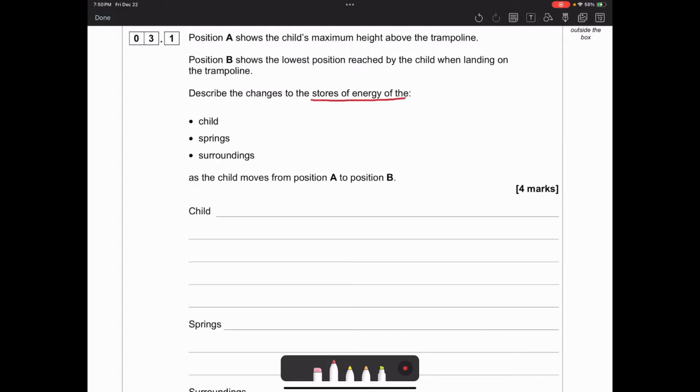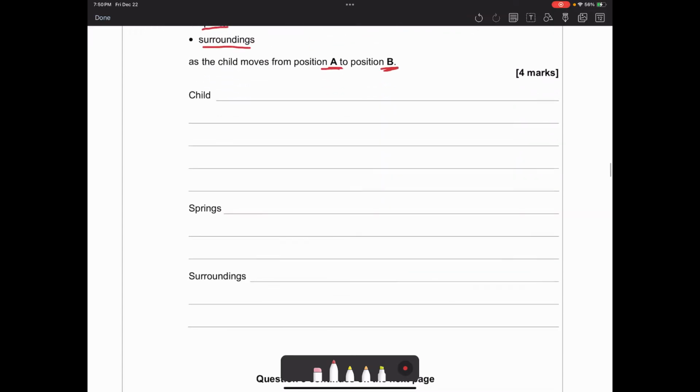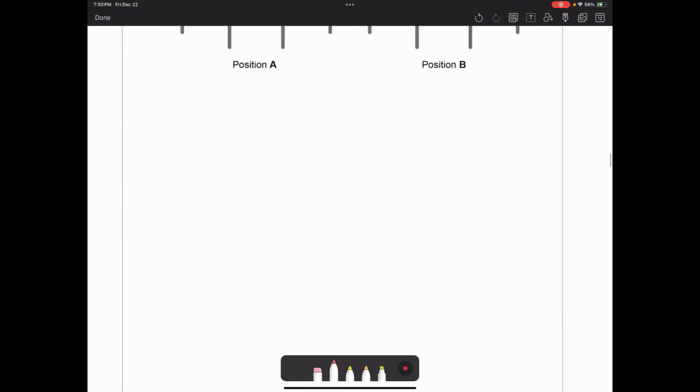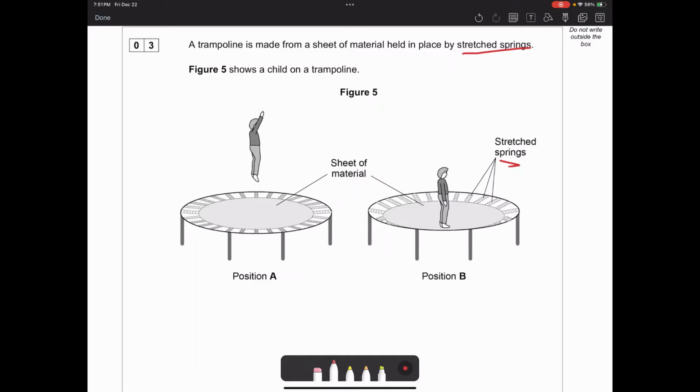Describe the changes of the energy stores of the child, the springs, and the surroundings as the child moves from A to B. You see you've got 4 marks here, but they've given you many more marks for the child compared to the springs and the surroundings. So therefore you can infer straight away 2 marks for talking about the child, 1 mark for talking about the springs, 1 mark for talking about the surroundings. So what I'm going to do is just annotate and do the answers around the diagram, but obviously you'd fill it into the correct space now.